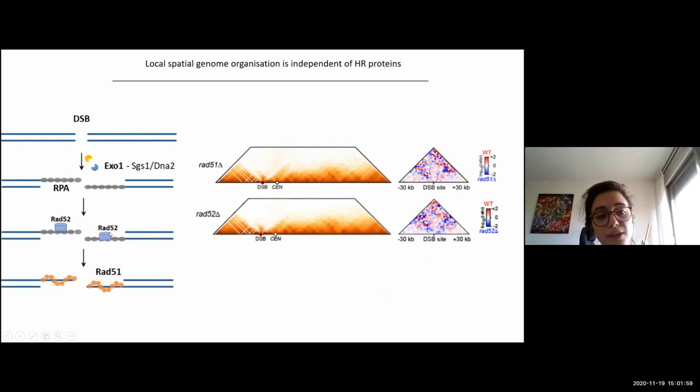So the single-strand DNA allows the recruitment of Rad52 and Rad51 to form the nucleoprotein filaments. However, this local interaction pattern is affected neither in Rad51 null mutant nor in Rad52 null mutant, suggesting that it is independent of HR proteins.